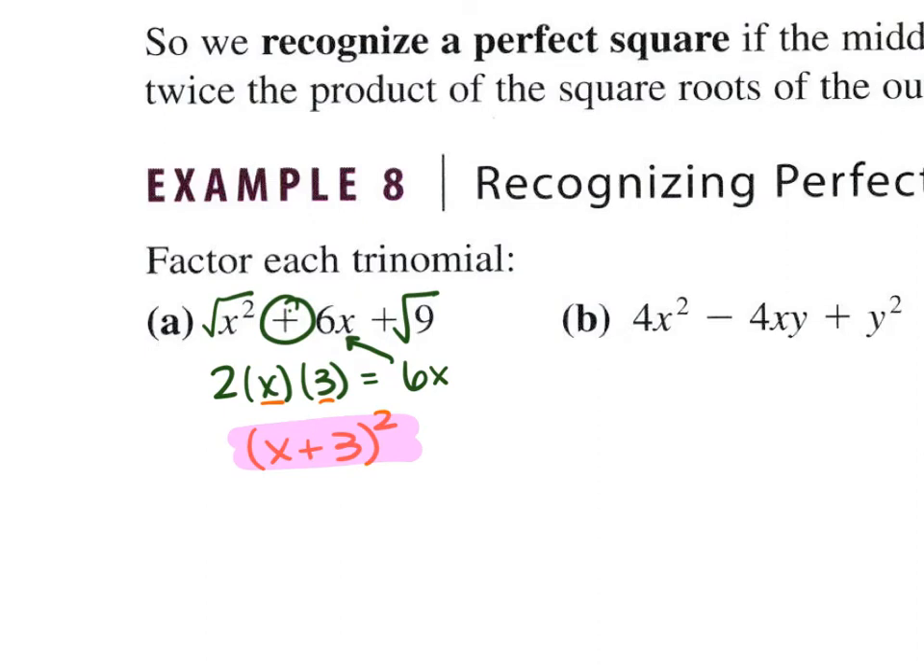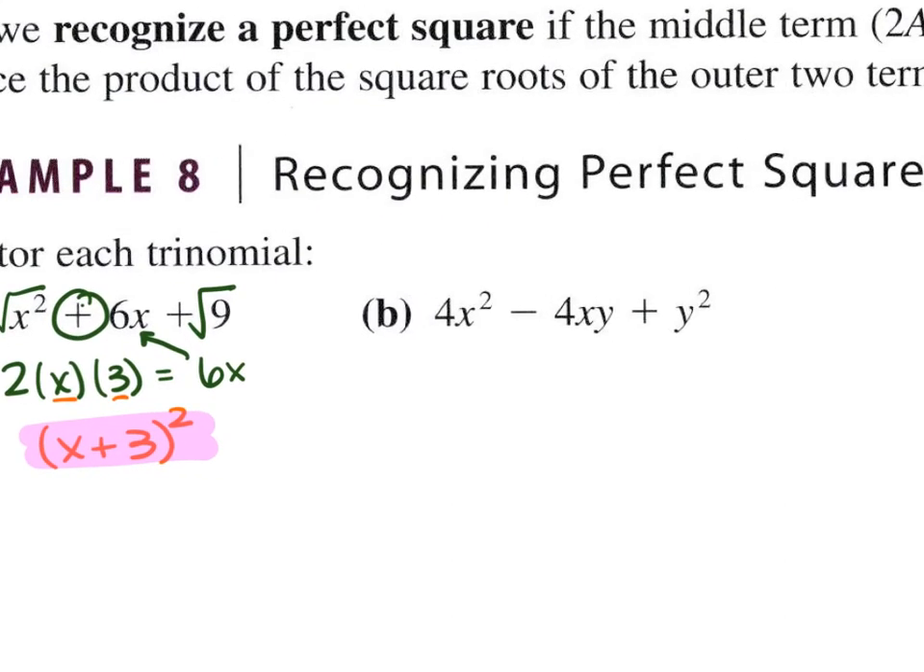Do you have to do it this way? No. You can find the factors of 9 that add up to be your b term, and then factor it that way. When you do that, you'd have x plus 3 times x plus 3, so you just rewrite it as x plus 3 squared.